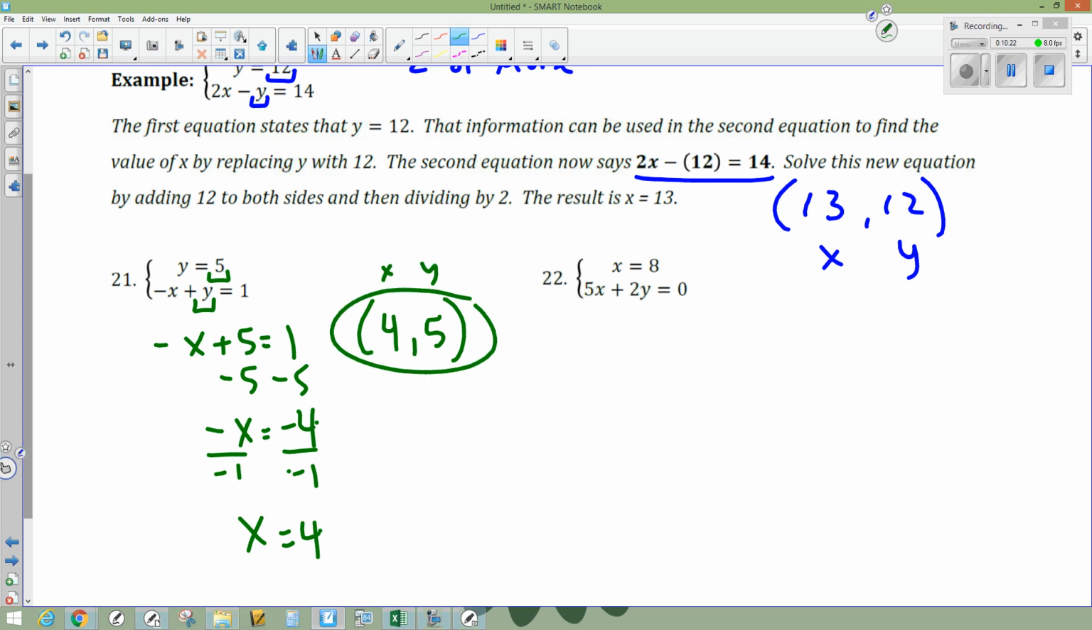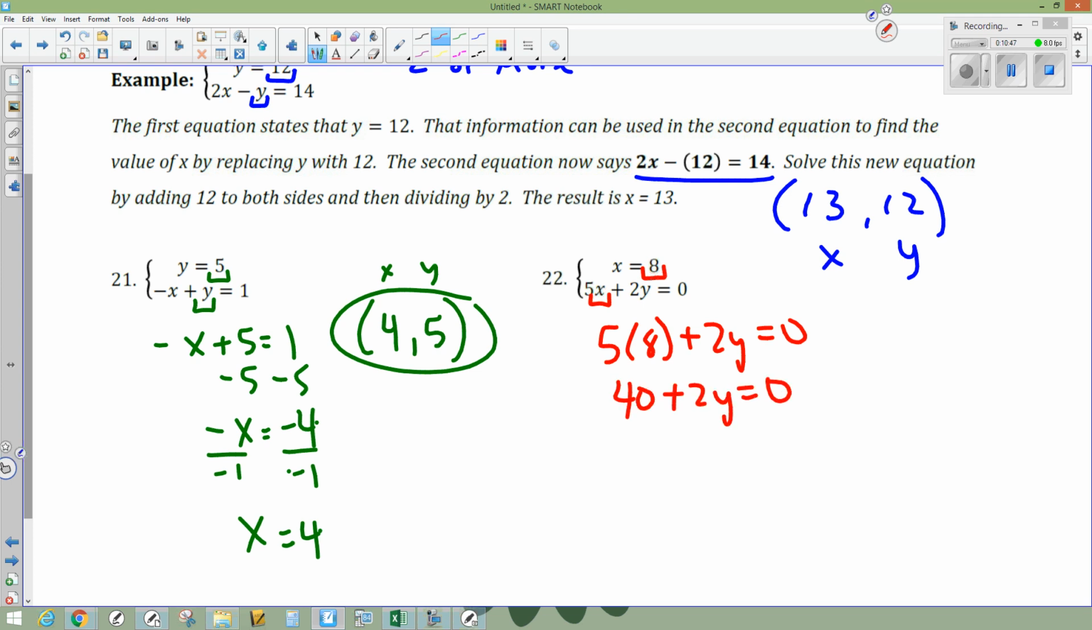Okay, so let's see how that would look on number 22. Let's do one more together here. In this case, we are being told that x is equal to 8. So I'm going to replace x in my equation with 8. So what I get here is 5 times 8 plus 2y equals 0. So 5 times 8 is 40 plus 2y equals 0.